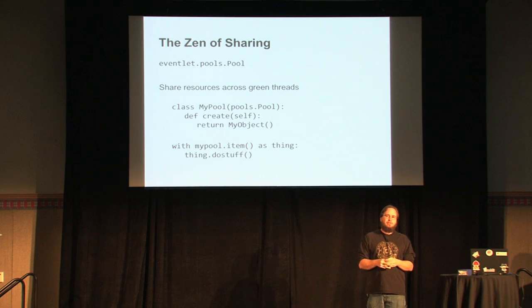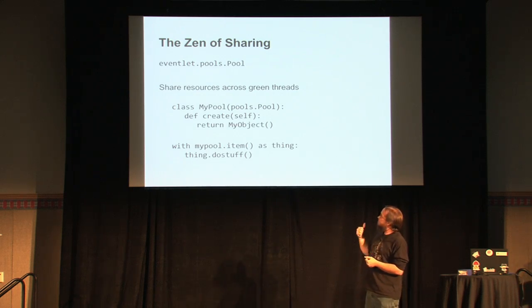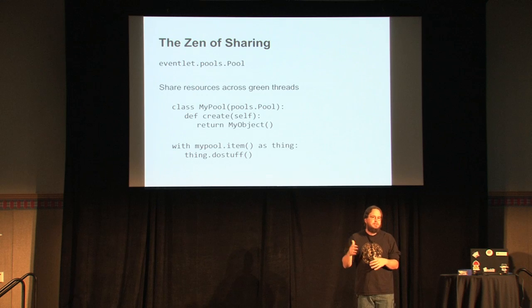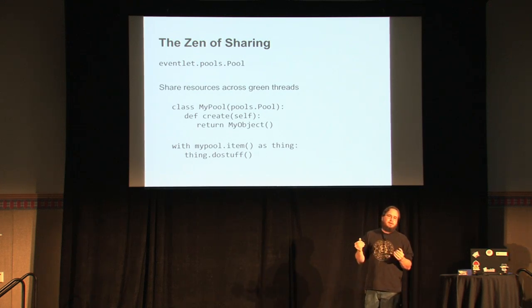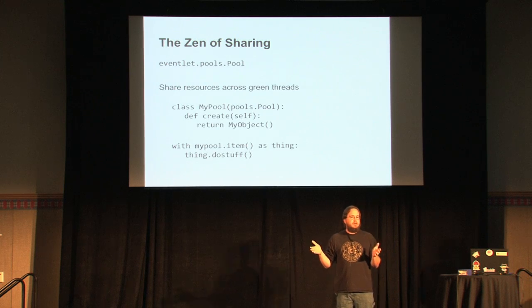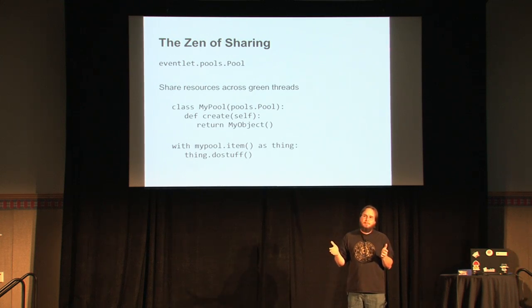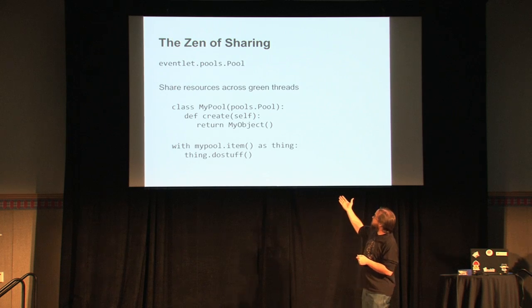A really good example of this, I was going to put the example from SwiftBench up here, but the code was too much to show. But in SwiftBench, it keeps a set of persistent connections open to the proxy servers that it's sending these requests to. But you need some way to control all of these green threads having access to these connections.